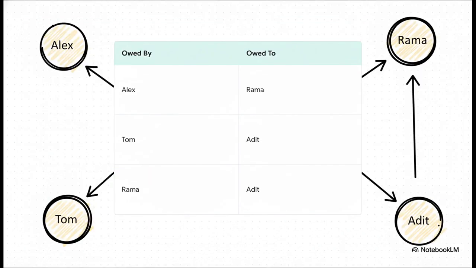Let's make this super concrete. Imagine a poker game. Alex owes Rama some money. Okay, we can draw that. We make a node for Alex, a node for Rama, and an edge, an arrow, pointing from Alex to Rama. Done. Now what if Tom owes Audit? We just add two more nodes and a new edge. And if Rama also owes Audit, we don't need new nodes, we just add another edge from Rama to Audit. All of a sudden, this messy list of who owes who becomes a really clear visual map.